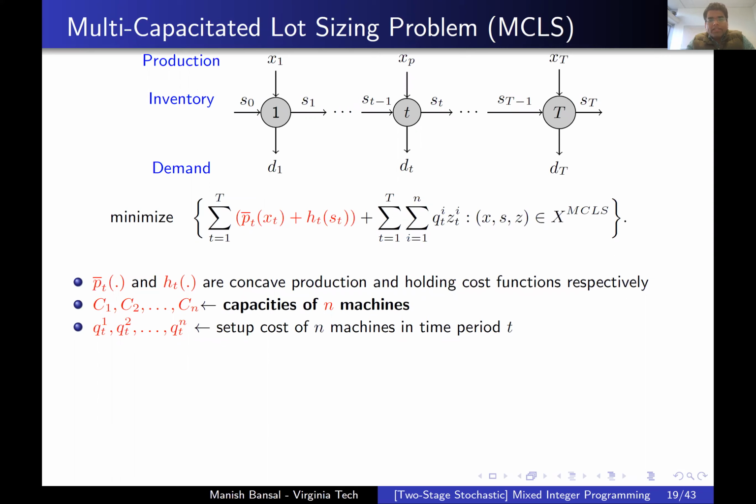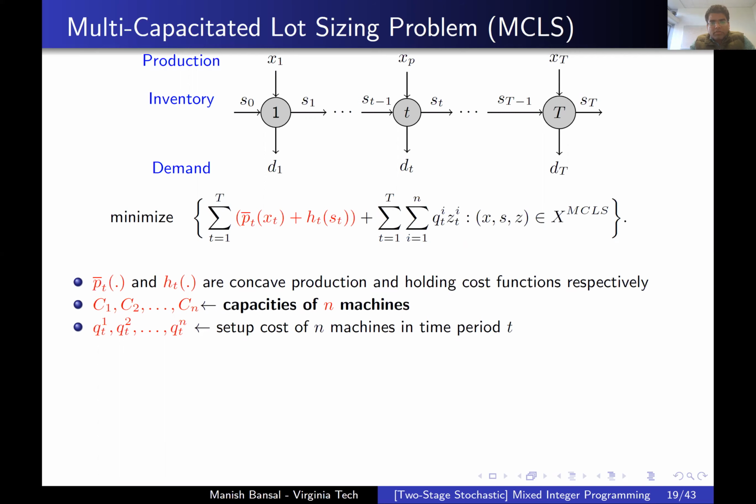So while working in this direction, we started looking at the problem and we said, okay, instead of just looking at the feasible region, let's look at the problem in the holistic sense, which means let's also incorporate the objective function. Now the objective function has this production cost, which is represented by P bar T, and it has the holding cost function, which is represented by HT, and they are both concave. And the feasible region is still the same, which is X MCLS. And I still have those n capacities, and I also have the setup costs associated with these n capacities, which are constant.